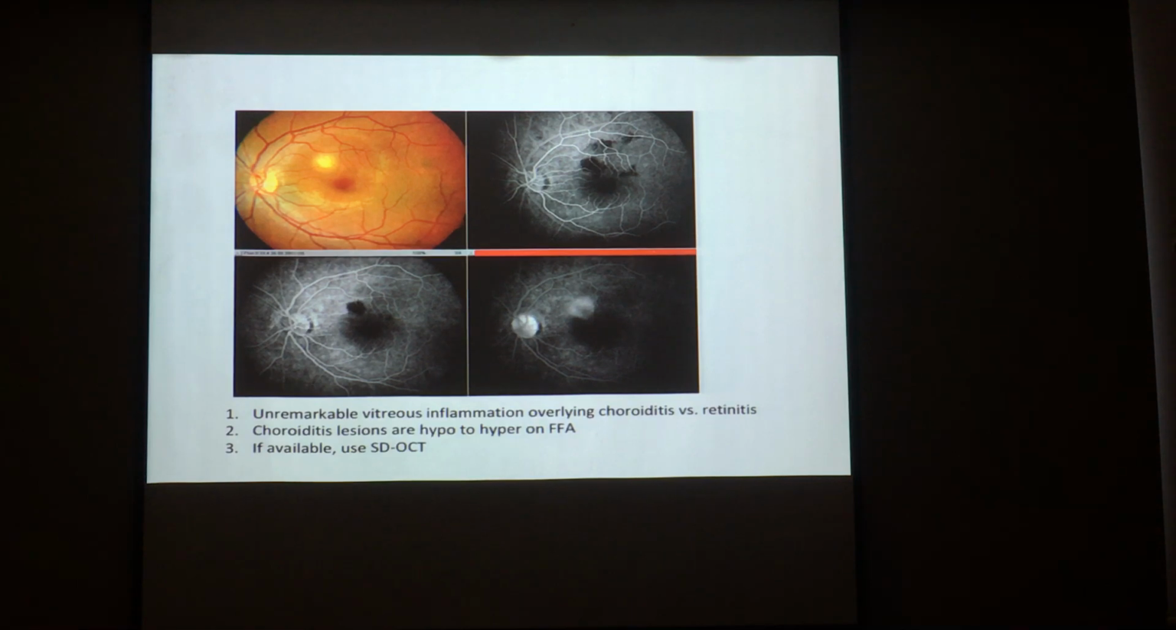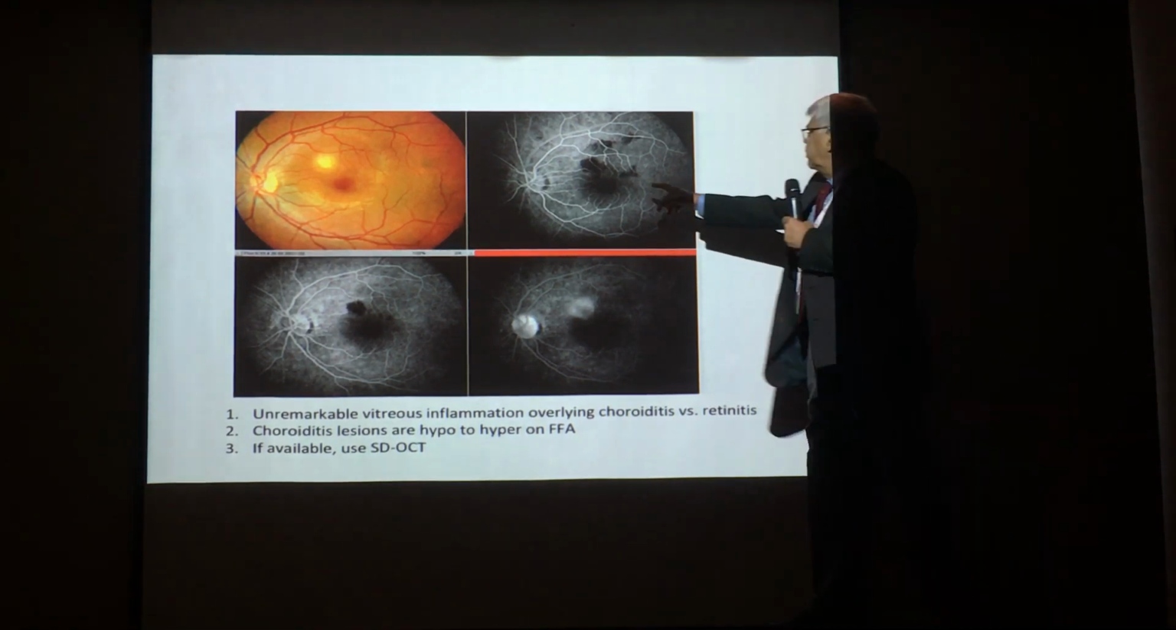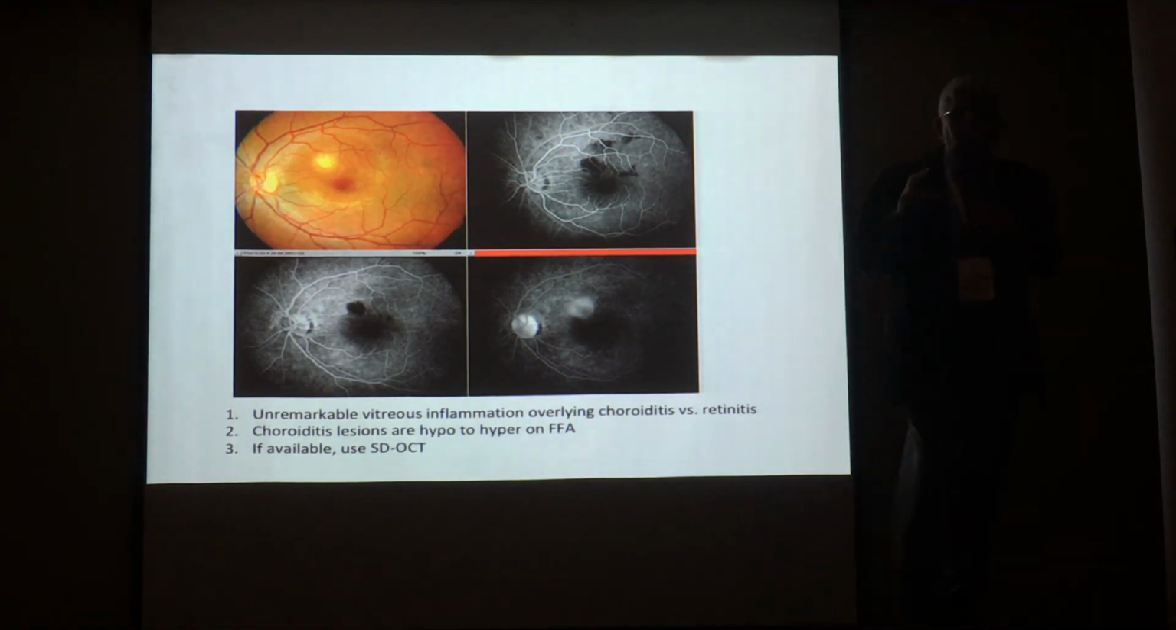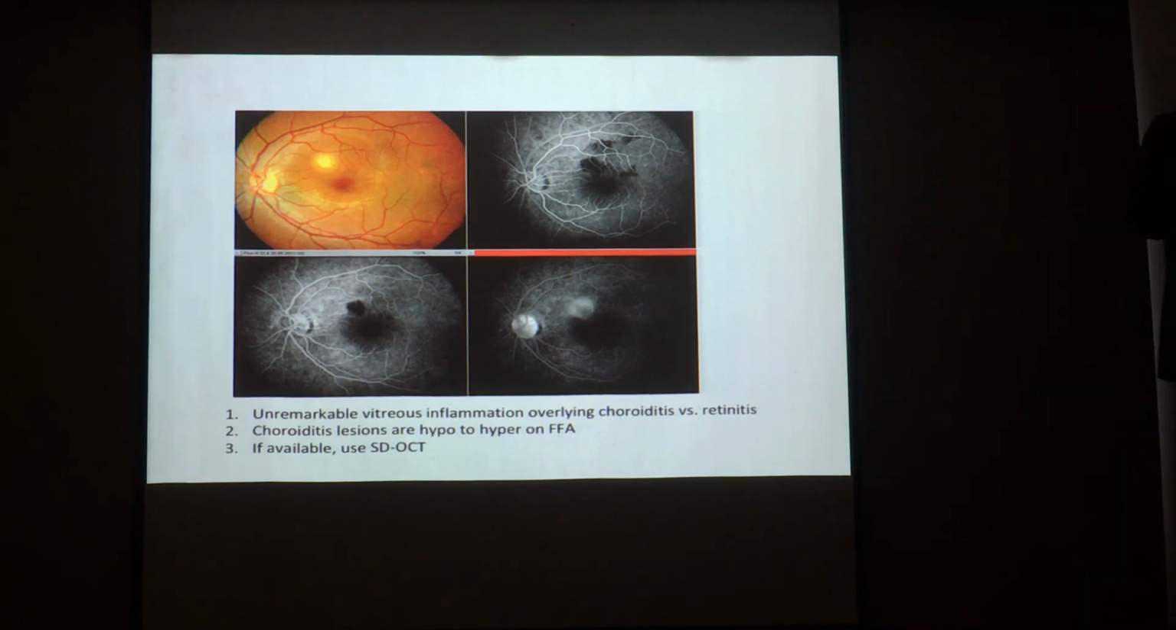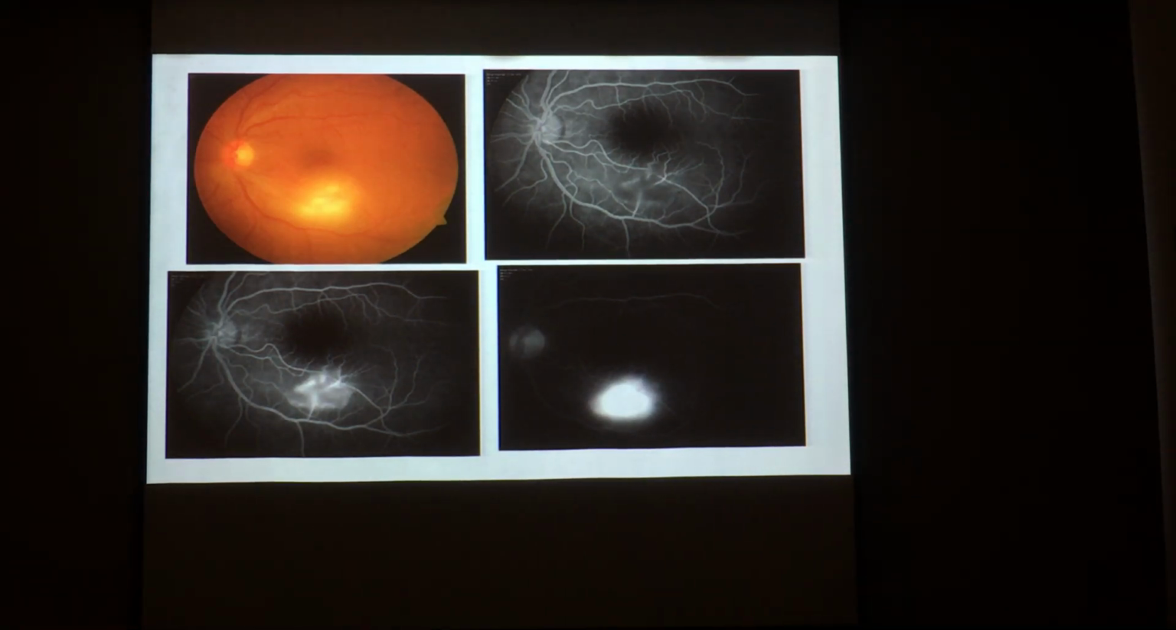Here we are seeing this hypofluorescence. Any lesion in the choroid will produce initial hypofluorescence, and later on there is a staining. See the difference? It's practically the same size of lesion in the choroid and in the retina. See the difference in the staining pattern.